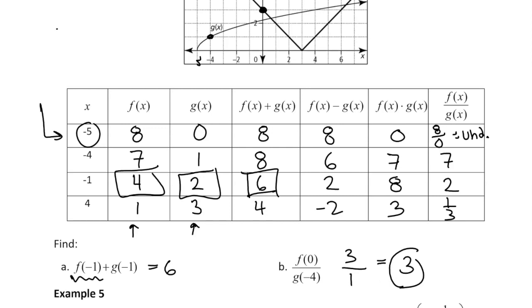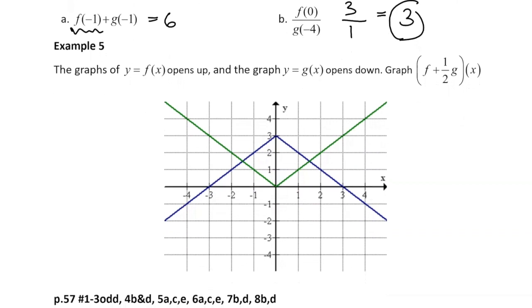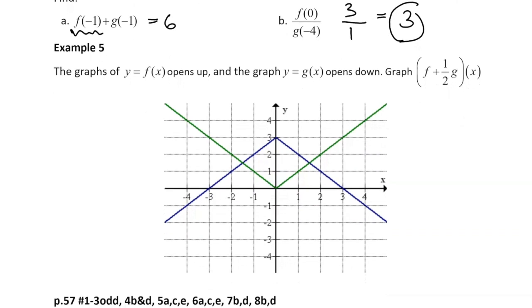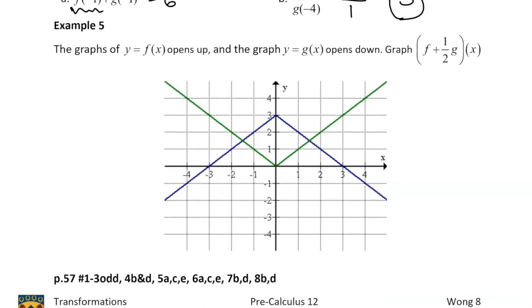Okay, let's move on to the last example of the day. Taking a look at a few of these right here. You might not have a color version, so just to make sure it's all clear, this green function right here is f of x. And this blue function here is going to be g of x. They're saying take your f value, add half of your g value, and create a new graph based off of that.